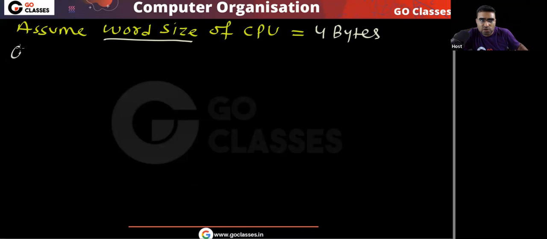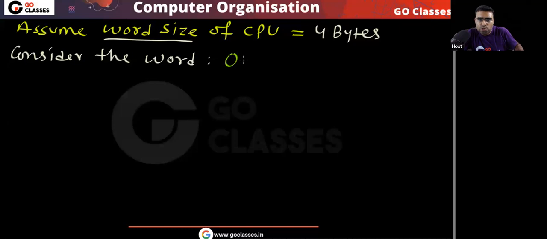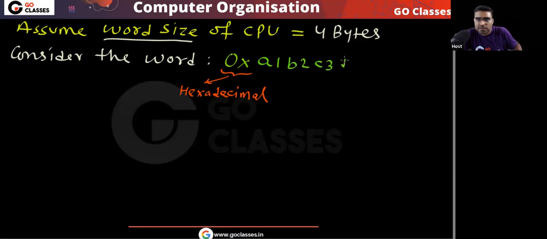Now let's assume I am giving you some word. Consider this word. Remember, one word equals 4 bytes. So I'm giving it to you in hexadecimal. Tell me, what does this 0x mean? This 0x simply represents hexadecimal, that the data I'm giving you is in hexadecimal format. So consider this word, that is 0x, let's assume, for example, A1, B2, C3, D4. Is this clear? Please tell me.